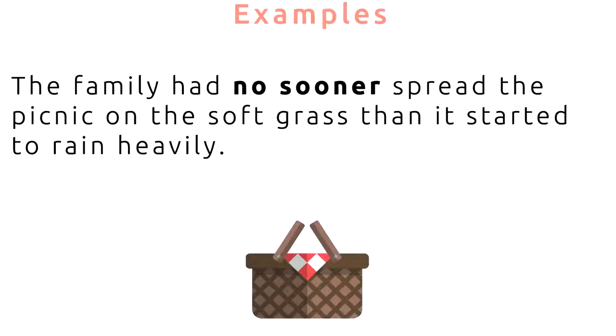Here is the first example. The family had no sooner spread the picnic on the soft grass than it started to rain heavily. So look at the example and always think about the events. What's the first event? The first event is the family spread the picnic on the grass. The second event is it started to rain.